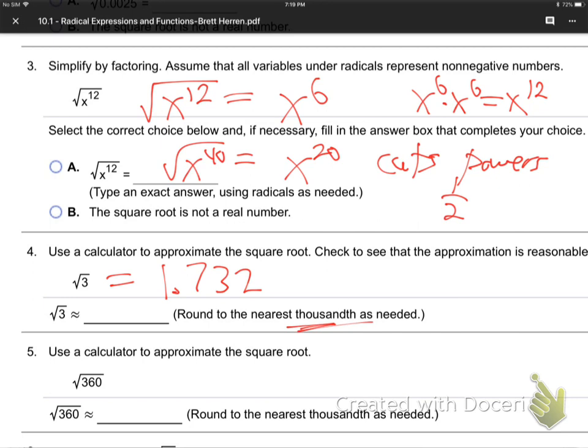Remember how the numbers go? Tenths, hundredths, thousandths. 1.732. What was the next digit after that? 0. Okay, so then it's rounded correctly. We good? How about the next one? Square root of 360. Actually, we can do that one. Isn't that just 60? Oh, it's not 60. 60 times 60 would be 36 with 2 zeros. Yeah, I'm wrong.